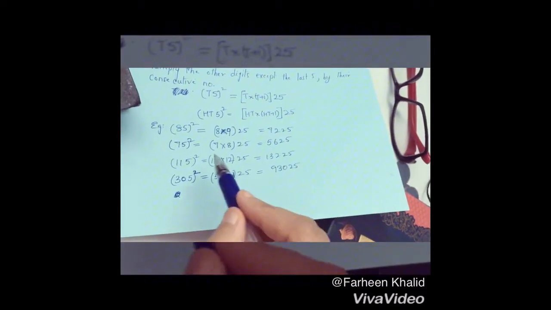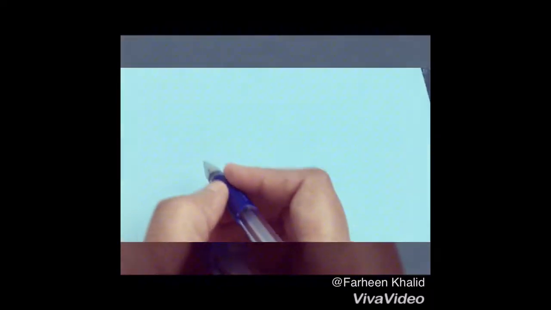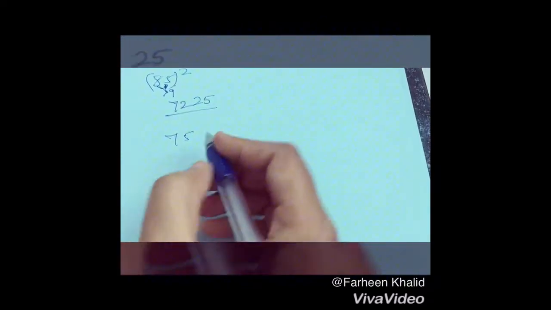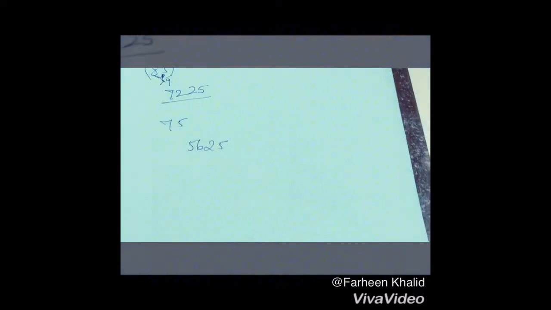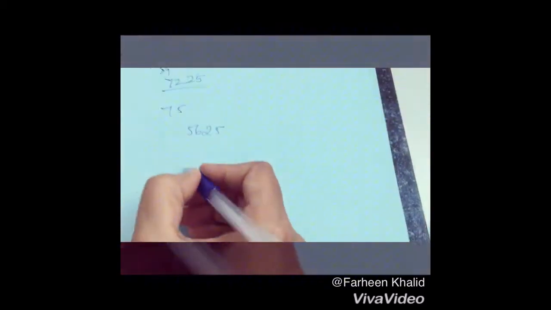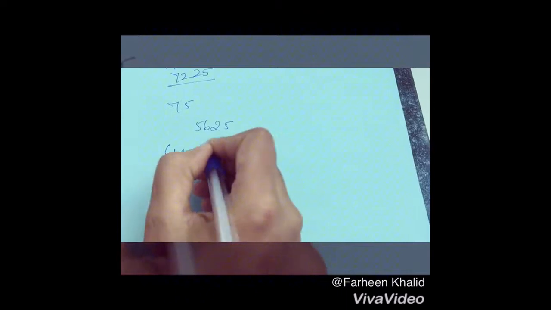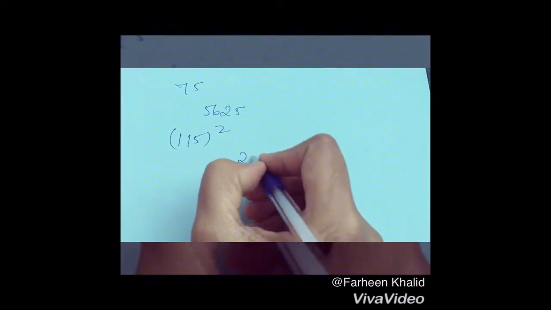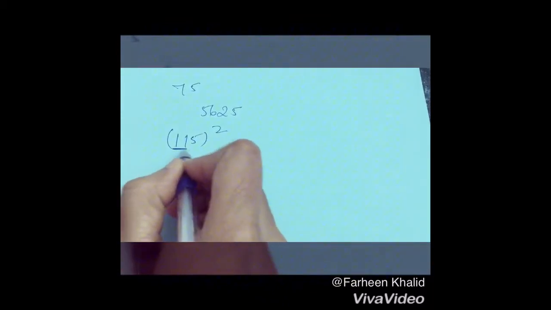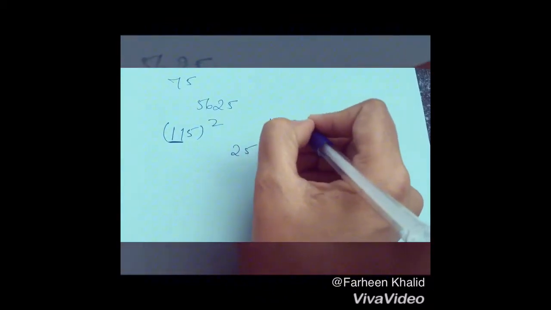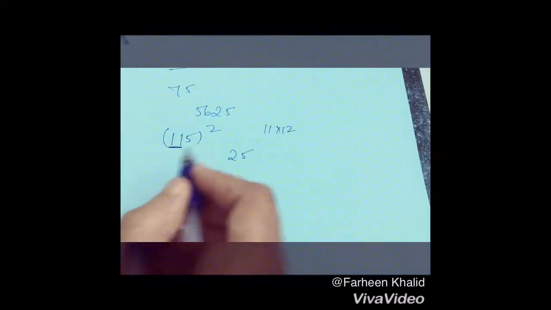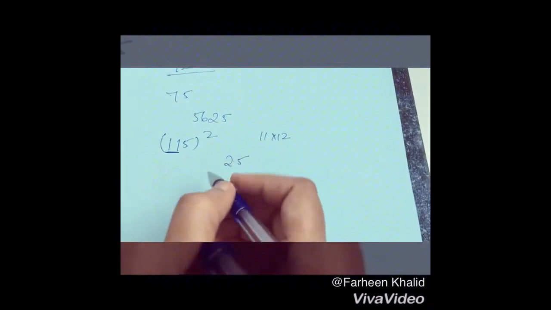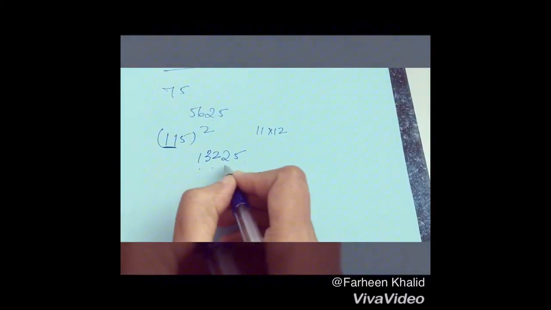Now let's do the next one. 75 square. The answer ends with 25, and then you do 7 times 8 is 56. Your answer is 5625. Now let's do a 3-digit number. So 115 square. Again you do the same thing, you make it 25 in the end. Now you have 2 digits left here, so it's 11 times 12 that you do here. You multiply 11 by its consecutive number, so 11 times 12 makes it 132. So your answer is 13225.